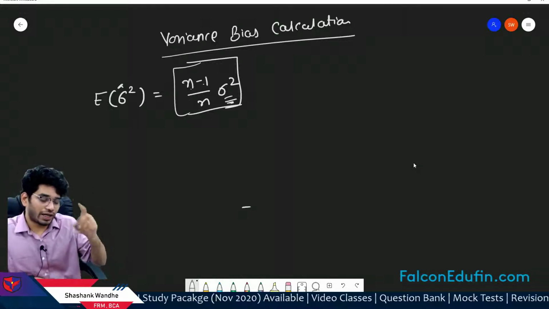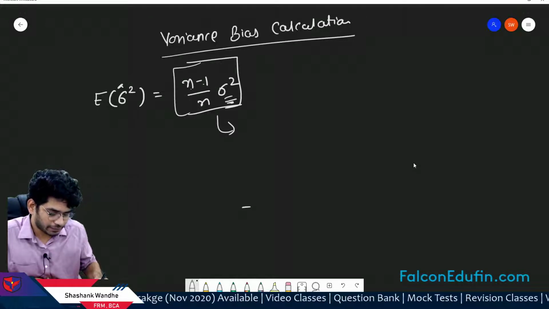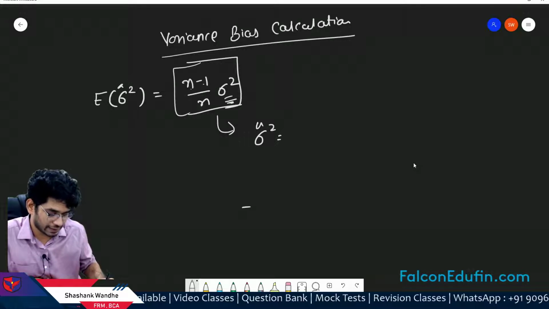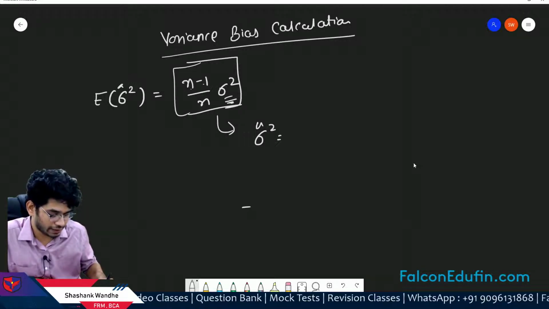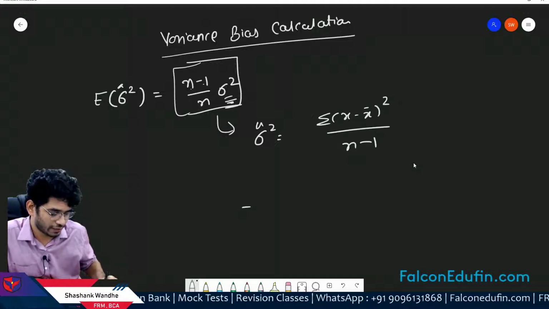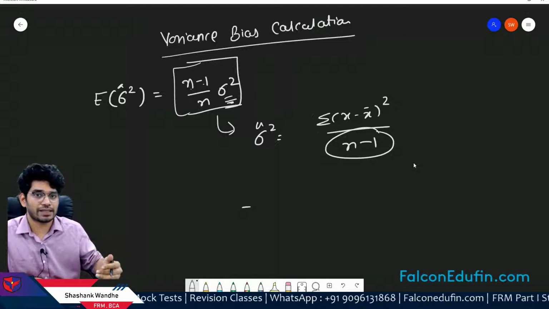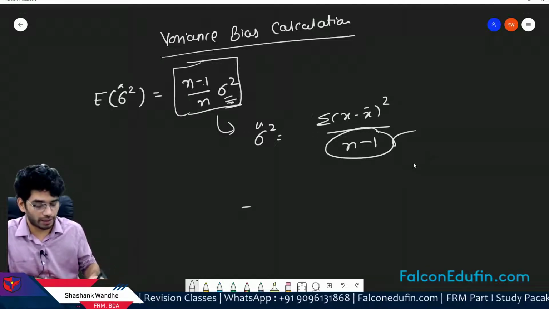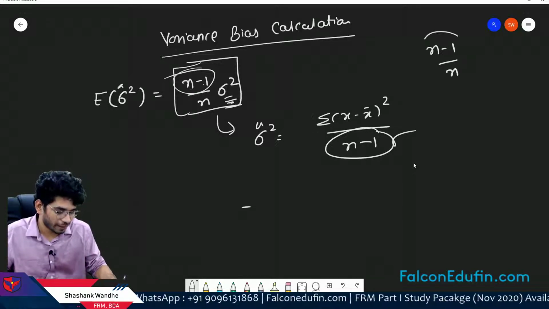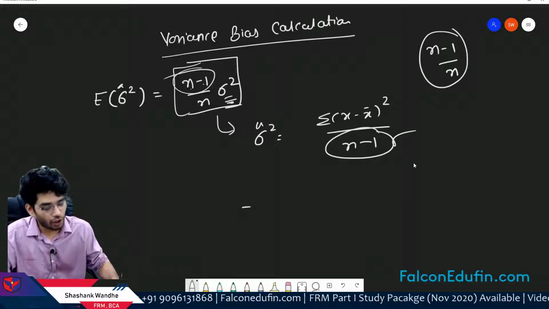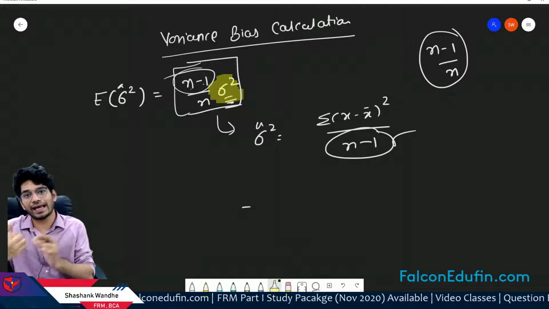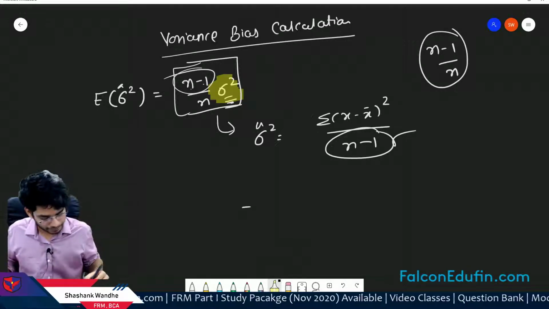Okay, now again try to recall, we said that your sigma square estimate formula, which is the unbiased estimate, is your summation of x minus x bar square divided by n minus 1. So we are using n minus 1. To get the unbiased estimate, we are using n minus 1 in the denominator. See here, this is the same. So this n minus 1 divided by n is kind of an adjustment on the population variance to get the expected value of the estimated variance, right?